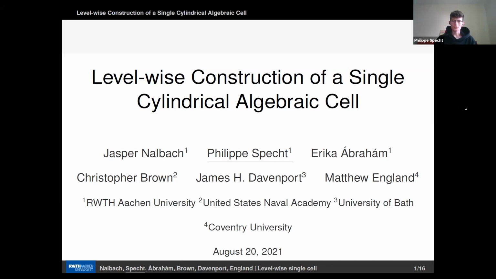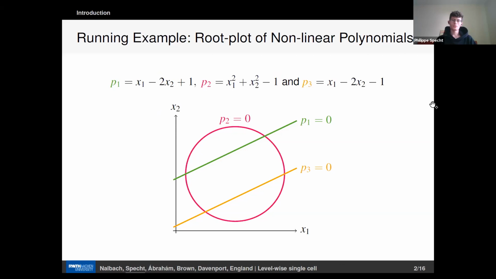So let's get right started. I want to keep this more on an intuitive rather than a definition formula-based level, and therefore we'll go right ahead with an example. What we look at here are nonlinear polynomials. So assume we're given these polynomials, and what we're interested in is their roots.